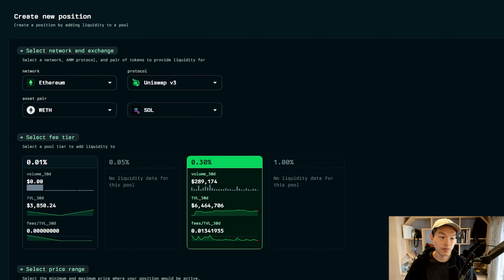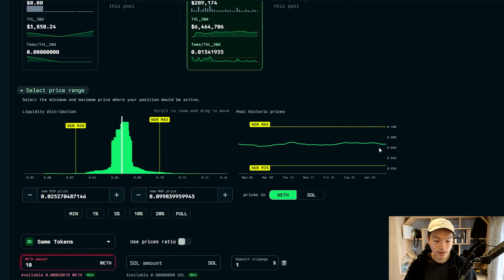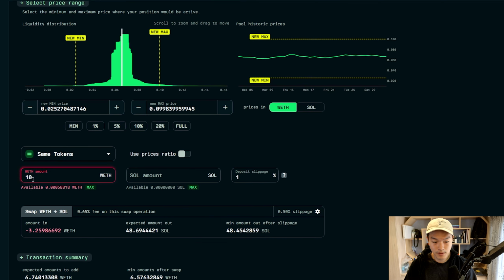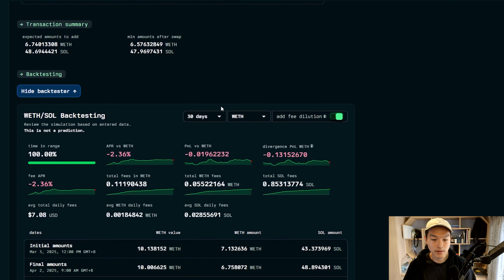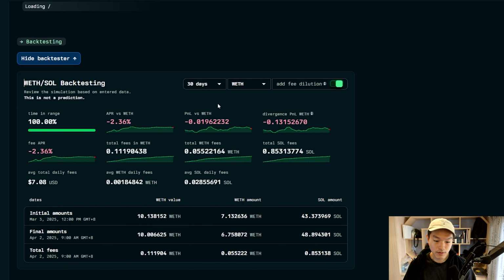And the last step we want to do is we want to backtest our position. So we go to create position, right? ETH and SOL. Select the same fee tier I had, put in the range I had, right? Let's say we use 10 ETH just for easier math. And when you run the backtester here, you can see I would average about 0.112 ETH in the fees in the last 30 days.